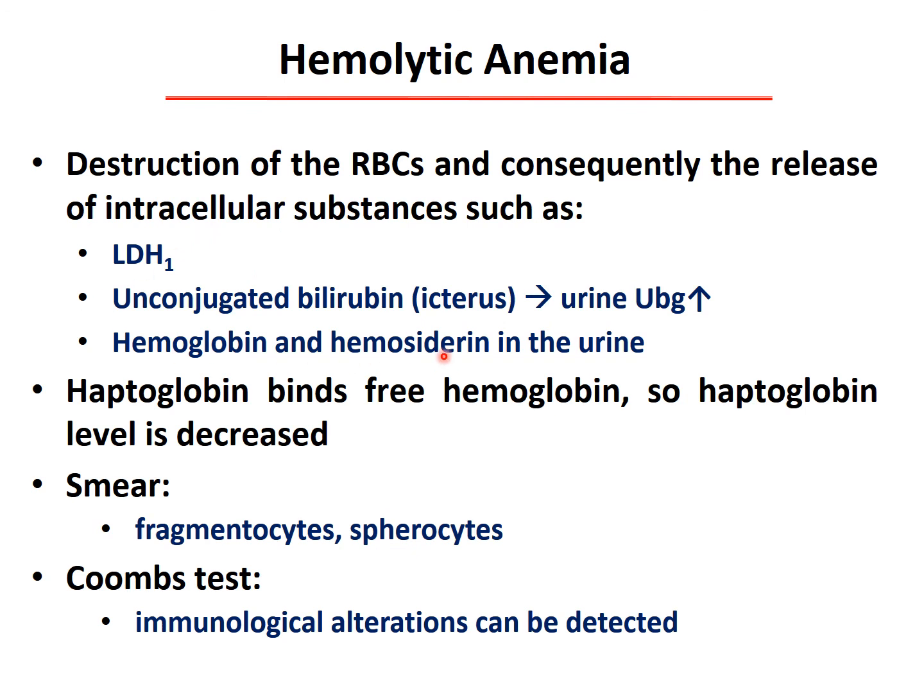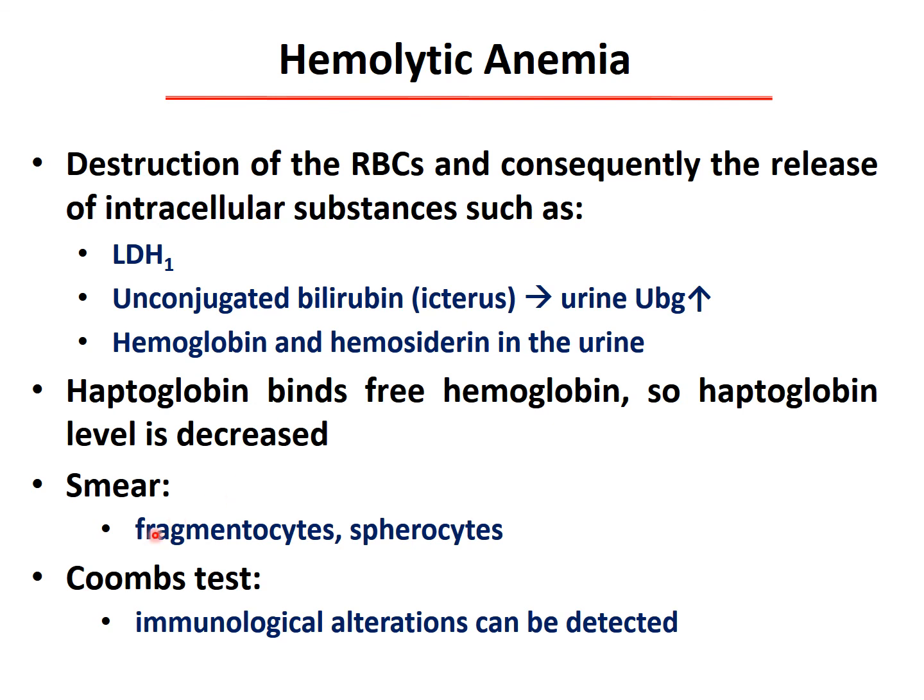We do have an increased indirect bilirubin, and of course the urinary urobilinogen level is increased. Hemoglobin and hemosiderin in the urine also can be found. Haptoglobin and hemopexin are going to decrease if we have an intravascular hemolysis. If it's extravascular, we won't have that.